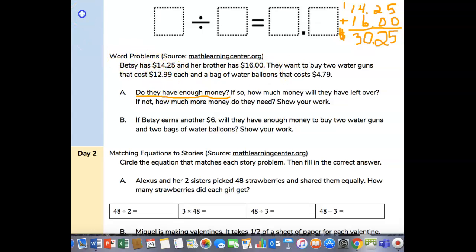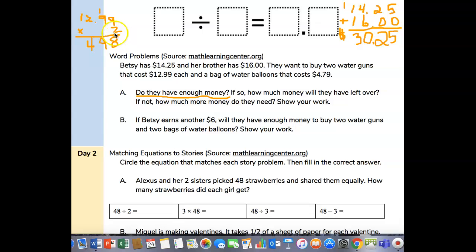They're $12.99 each. Now you can either do $12.99 plus $12.99, or you can multiply by 2. You're going to get the same answer. 2 times 9 is 18. Put down your 8, carry your 1. 2 times 9 is 18, plus 1 is 9. 2 times 2 is 4.